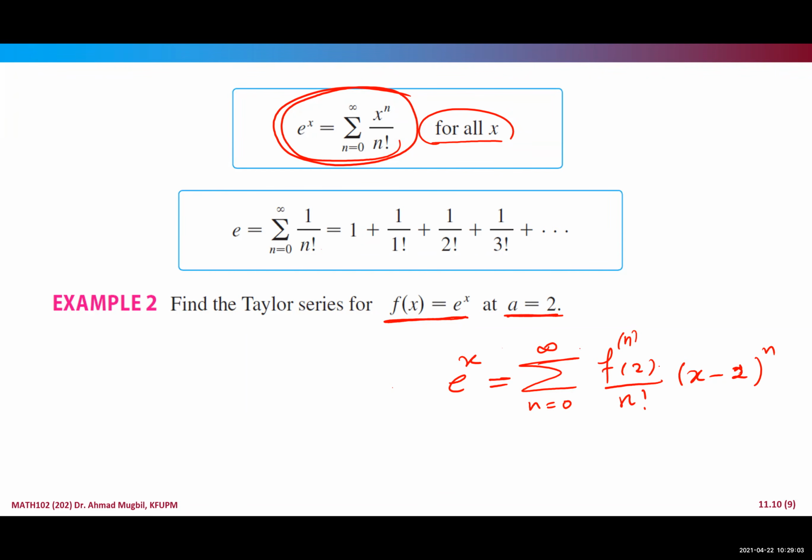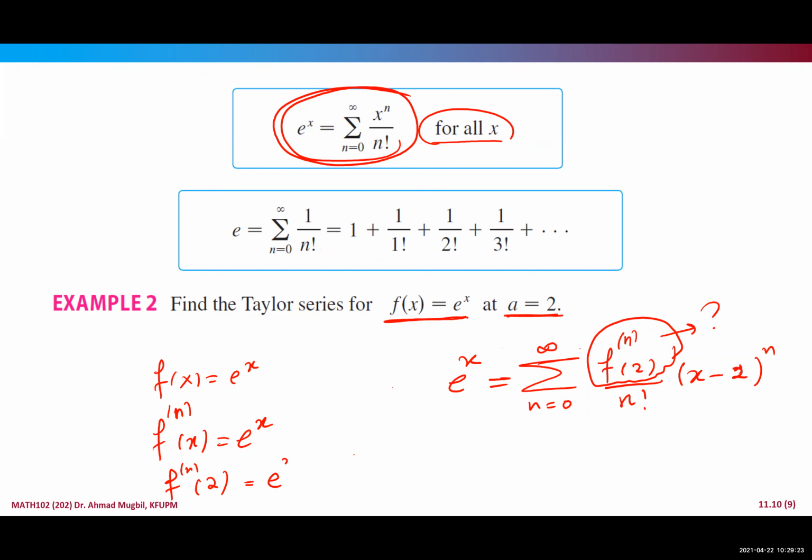Now the question is, what is this, Shabab? What we need to find is this one. So who can tell me what this is? f of x is e to the power x. What is the nth derivative? Itself. So what is the nth derivative at 2? e to the power 2. So this is just e to the power 2, and we are done. This is the Taylor series.